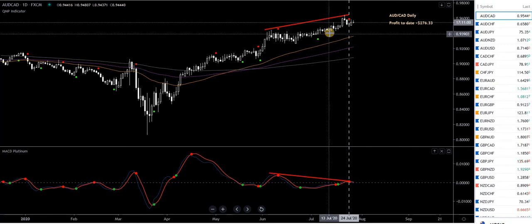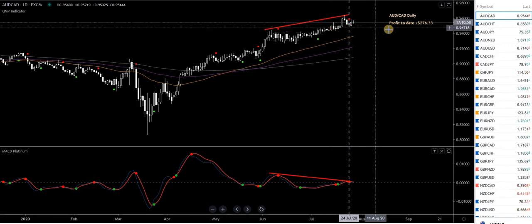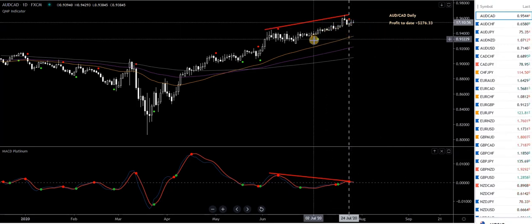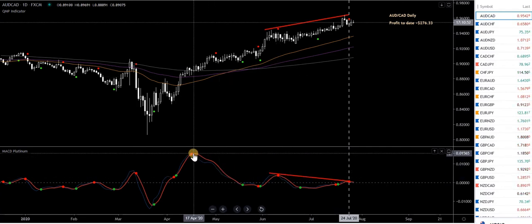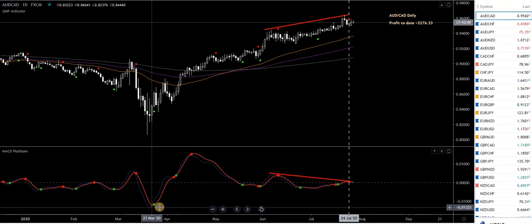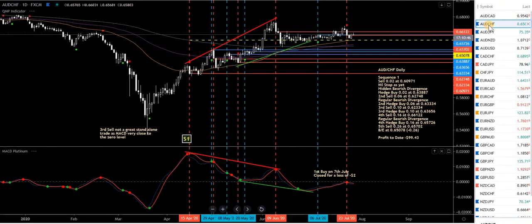At the moment, it's a high risk trade. I'm just trying to stay away from them at the moment. Generally with the MACD Platinum, I'm looking to sell when it's above the zero level and buy when it's below the zero level. So let's go to a couple of pairs and we'll go through them all actually.